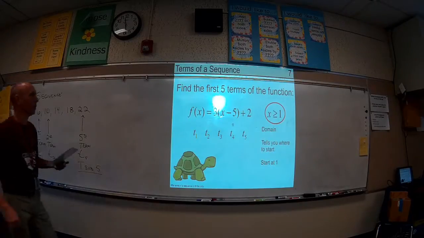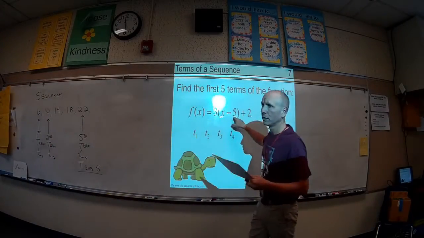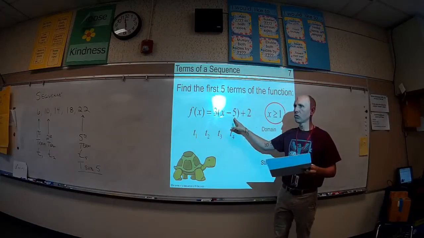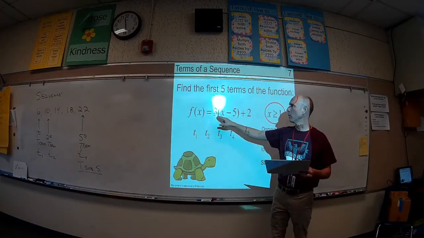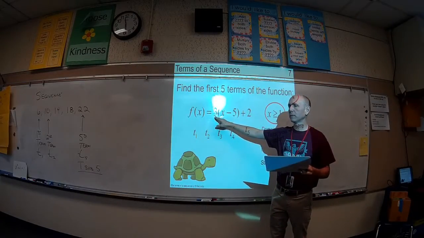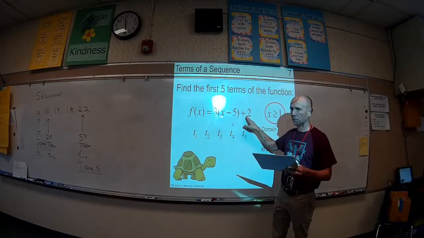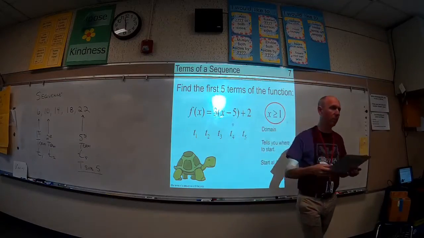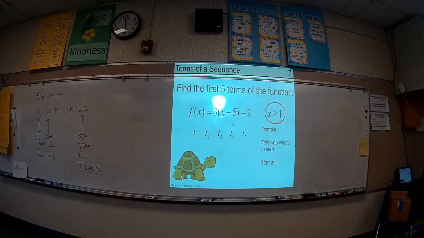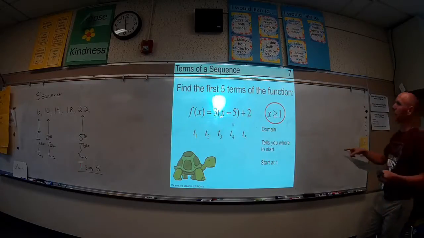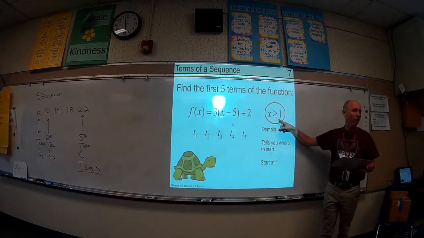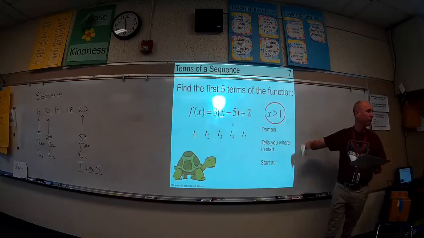So, Nico, put in a 1. What's 1 minus 5? Negative 4. Negative 4 times 3? Negative 12 plus 2? Negative 10. There, that's your first number. Wait, so x is supposed to be greater than 1? What this is saying is start at 1 and go 2, 3, 4, 5. Oh, okay.